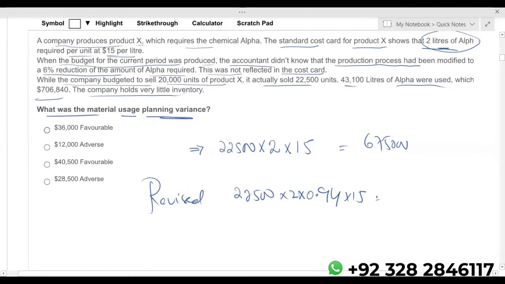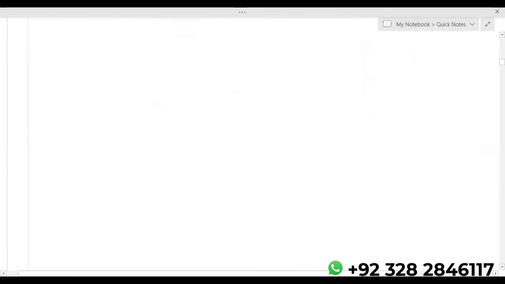I'm getting 47,564. We can see this is a favorable usage variance. So cost has been reduced. It's favorable, because this revised standard cost is less than the original one.